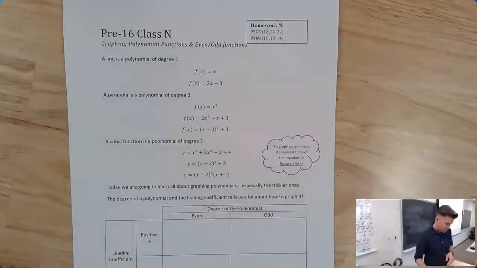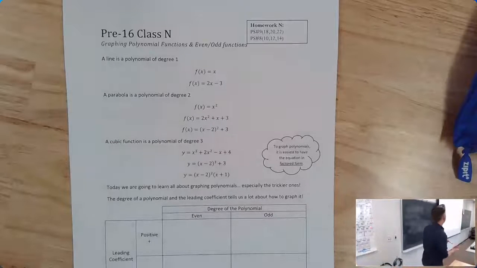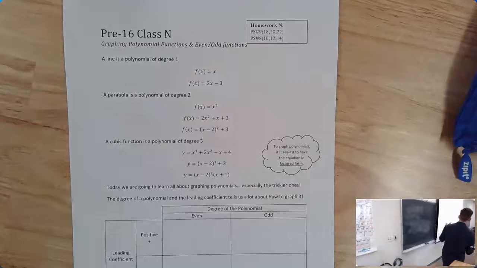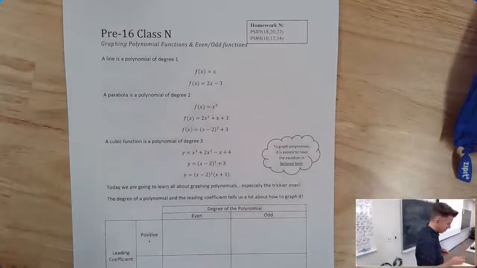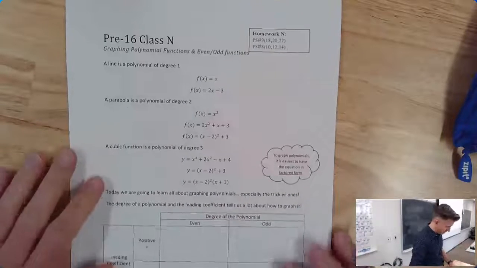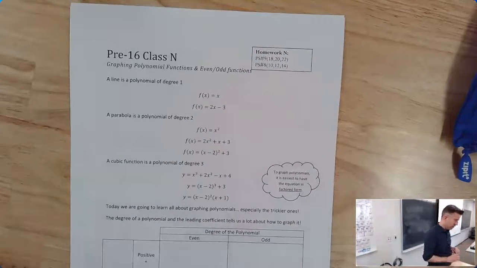Today, class N, we're talking about graphing polynomial functions and even and odd functions. Actually, before we look at any of this, we should write something up here at the top, because this page is missing something important, which is: what is a polynomial? So here's what a polynomial is.